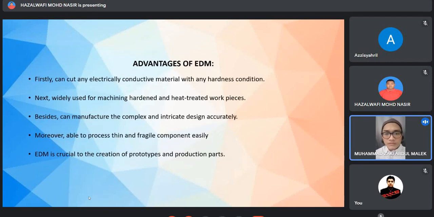Okay, for the advantages of EDM, firstly, it can cut any electrically conductive material with any hardness condition. Next, it is widely used for machining hard and heat-treated workpieces. Besides, it can manufacture complex and intricate designs accurately. Moreover, it is able to process thin and fragile components easily. EDM is crucial to the creation of prototypes and production parts.